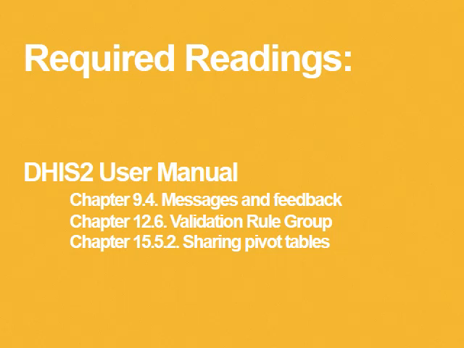The required readings for this, it's a bit difficult to find the specific areas around communication because they're kind of internally within other chapters. So it'll be chapter 9.4, which is called Messages and Feedback. Also chapter 12.6, which is about the validation rule group. And chapter 5.5.2, which is sharing pivot tables. That's about interpretations. And that is going to be the same knowledge in terms of sharing GIS maps or sharing data visualizer.